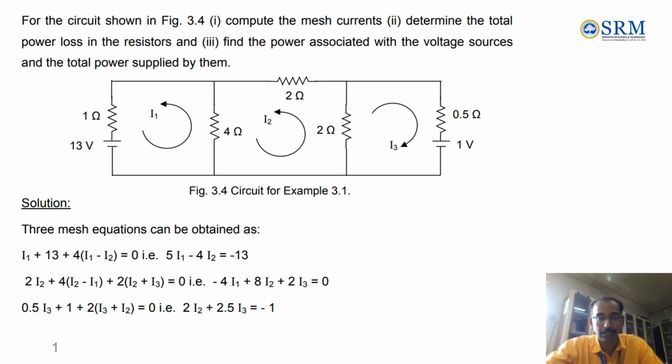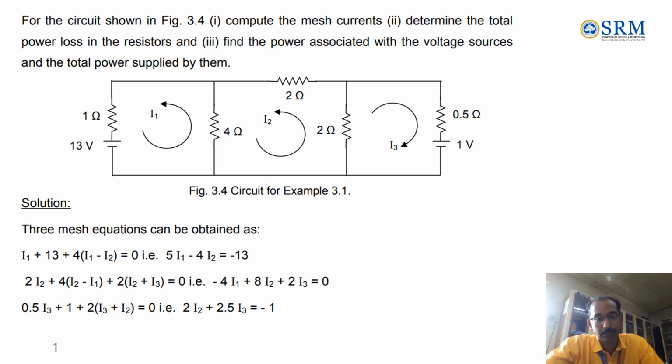First, you can assume your own direction for the mesh currents. I have assumed I1, I2, I3. I1, I2 anti-clockwise. I3 I have assumed clockwise. So it is your wish. You can assume your own directions. Finally, we will be getting the same answer. The three mesh equations are obtained like this.